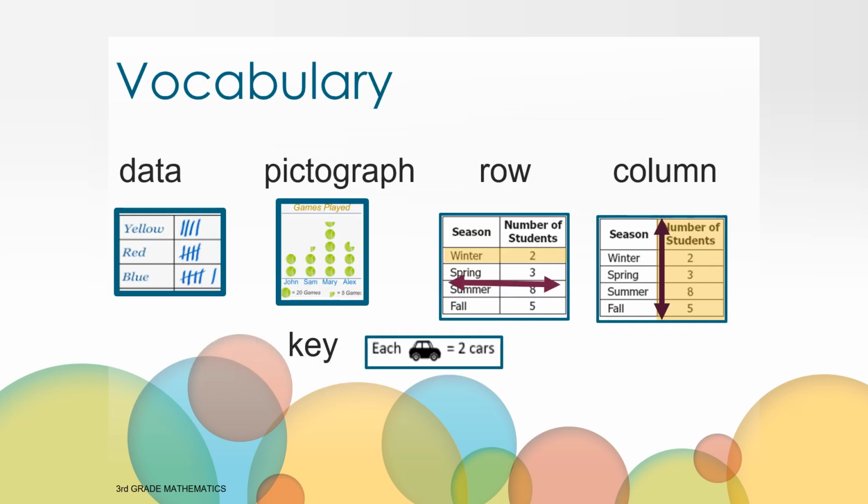You may hear some words that are new to you today, so as we work together, listen for these words and try to make connections between these new words and what we are learning. The first word is data, the information that we collect. A pictograph is a graph that uses pictures to represent information collected. A row goes across from left to right. A column goes up and down. And the key tells us how to count the pictures in the pictograph.